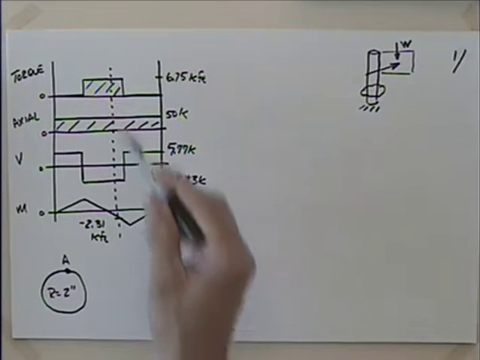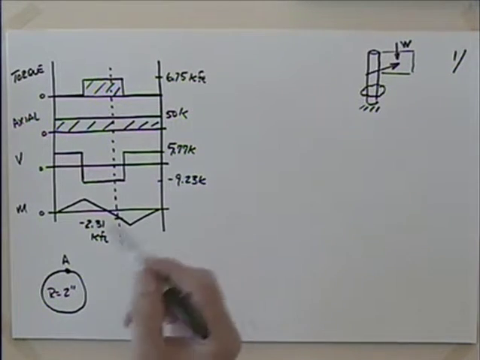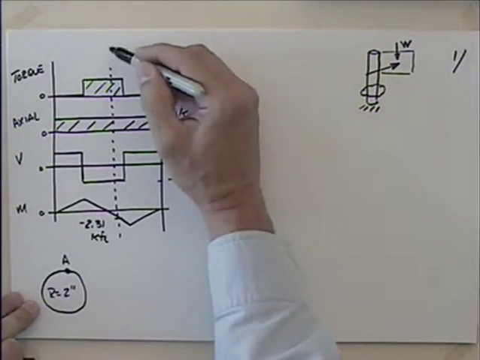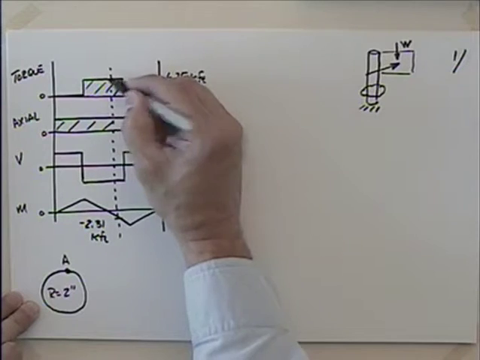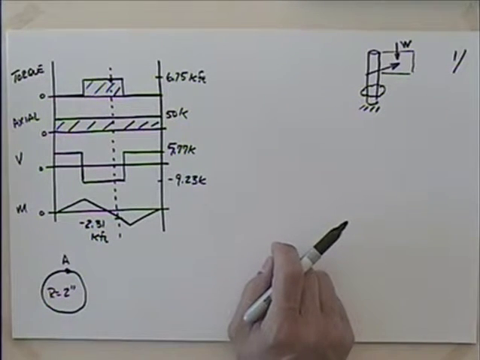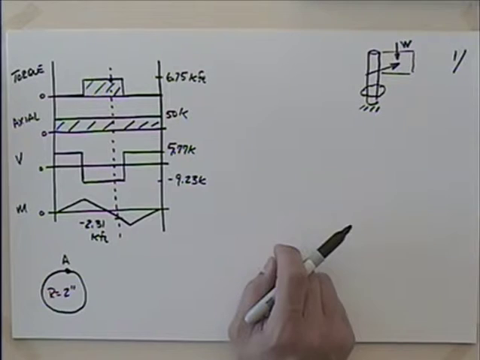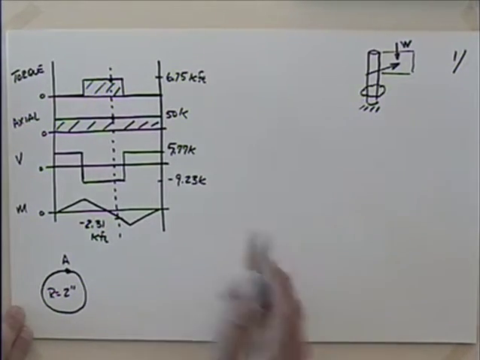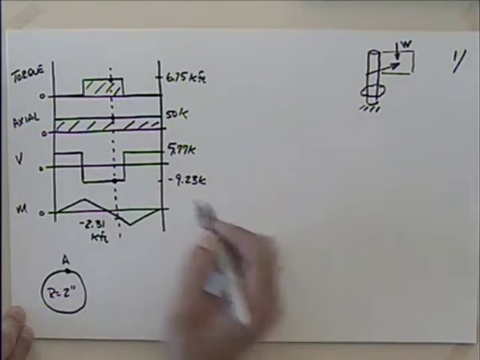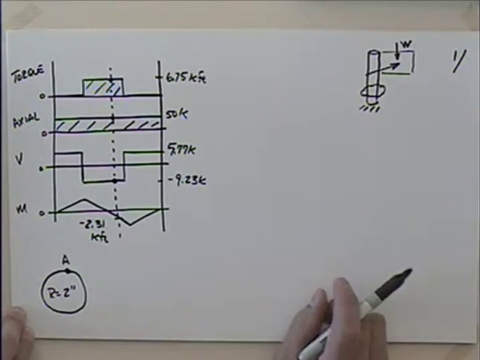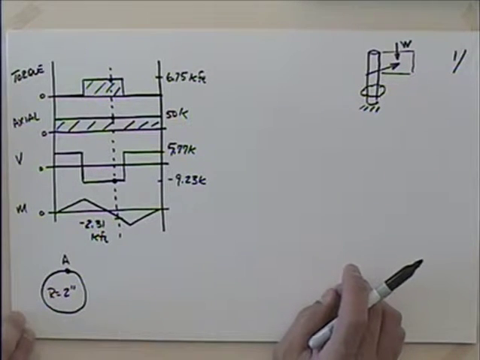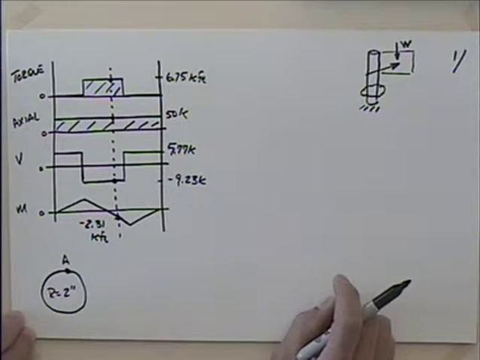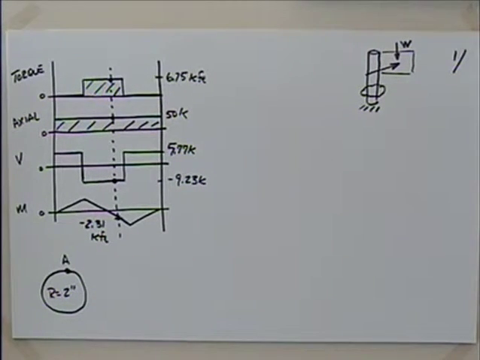So to speed this along, I just put the diagram down here that we've got so much torque, 6.75, and we're looking at this point here. So we've got 6.75 k-feet, or thousands of foot-pounds. The axial load is 50,000 pounds. Then the shear at that point is going to be minus 9.23 K, or thousands of pounds. And then the bending moment at that point would be minus 2.31 K-feet, or thousand pound-feet.